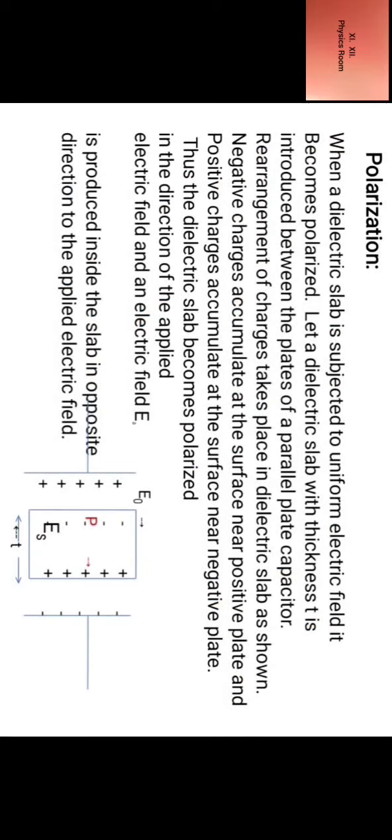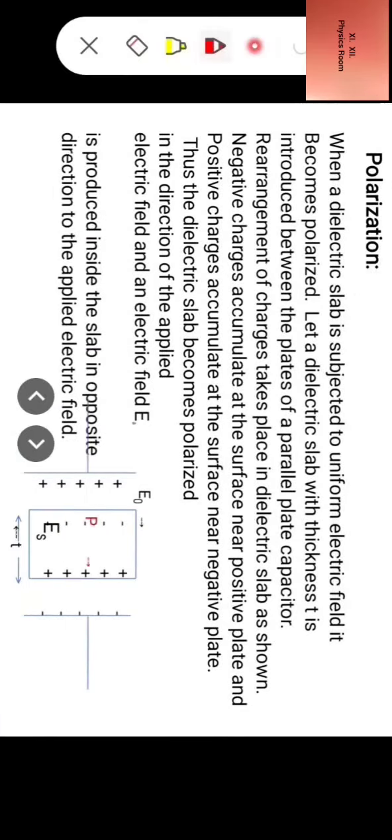Hello friends, continuing with the topic of electrical capacitance, today we take up the third part of it, polarization. Now what is polarization? Let us try to understand it. When a dielectric slab is subjected to a uniform electric field, it becomes polarized. This phenomenon is known as polarization.